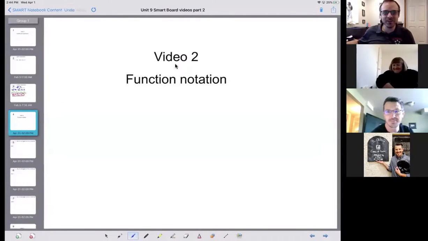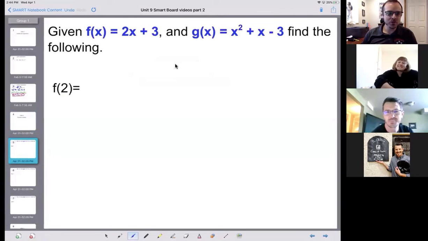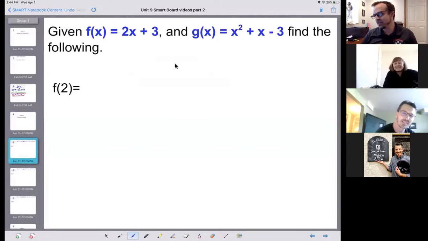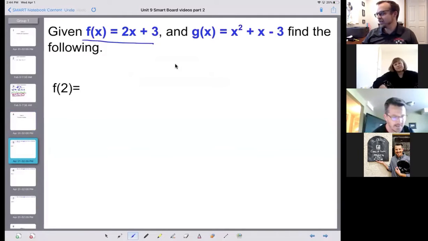All right, y'all. We're on function notation as a quick review. It's been a little while since we've covered it. The function notation looks a lot like this. You've got f of x equals 2x plus 3, and then you have g of x, which is x squared plus x minus 3.